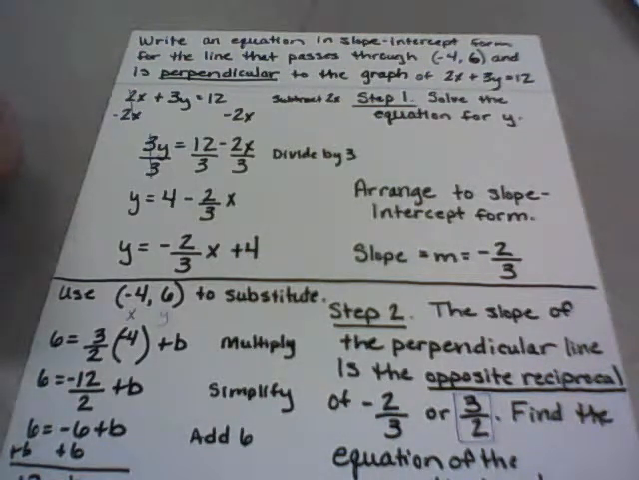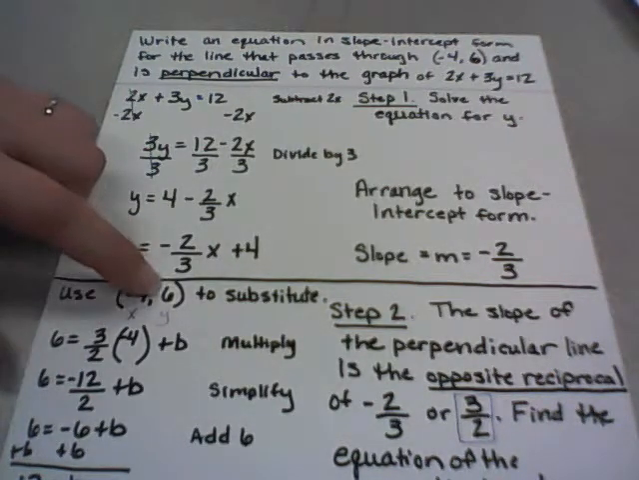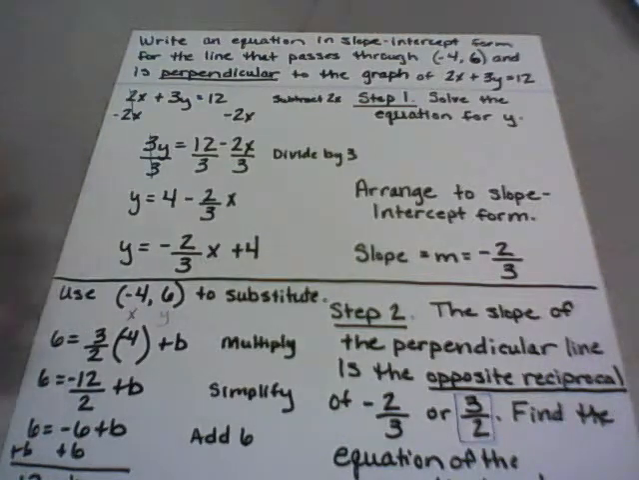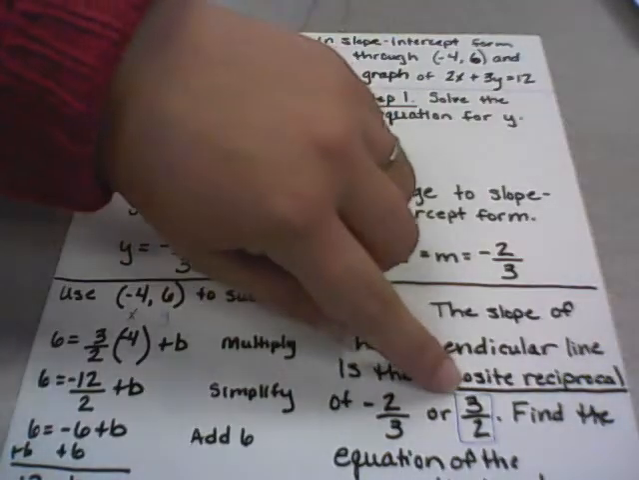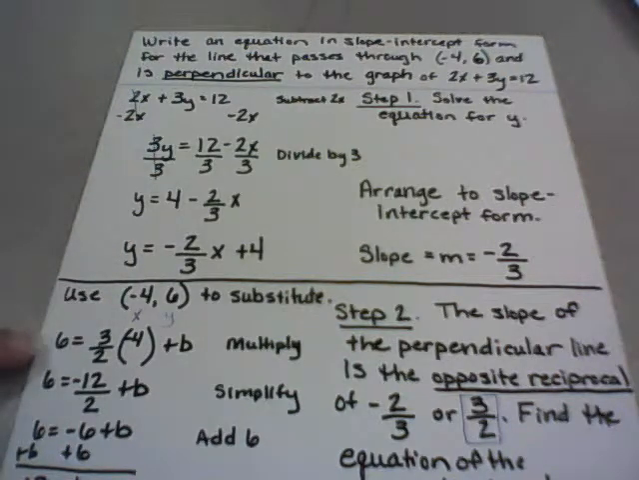So I'm going to start by plugging in my -4, which is the x in my ordered pair, and the 6, which is my y in the ordered pair. And I'm going to plug those into the y = mx + b equation, knowing that my slope is 3 over 2, and I have -4 and 6. So once I get that written out, I have 6 = 3/2 times -4 + b. I'm wanting to solve for b in this sense to find my y-intercept. So I have 6 = -12/2 + b.